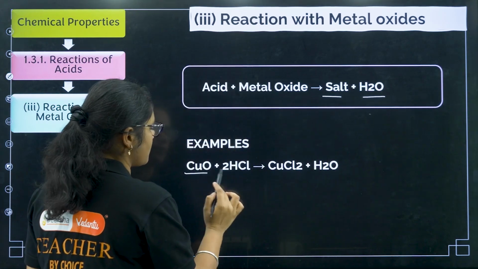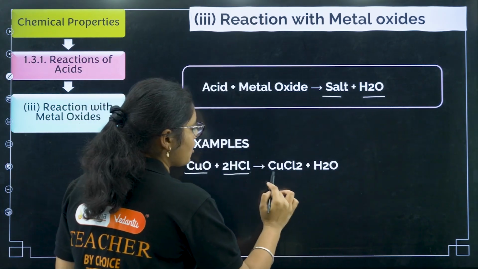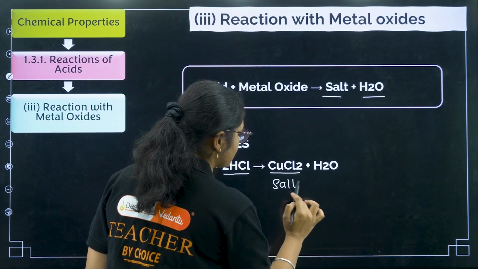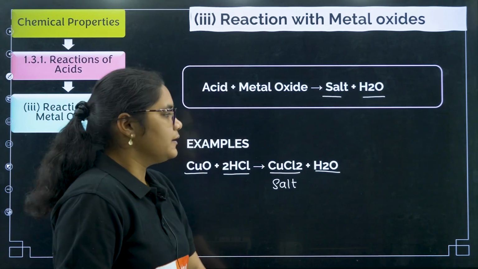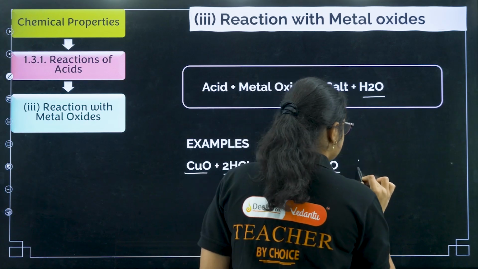For example, you can see copper oxide with HCl will give you copper chloride, this is your salt, and water is produced as a byproduct here. Clear? Now once again let us revise this one.